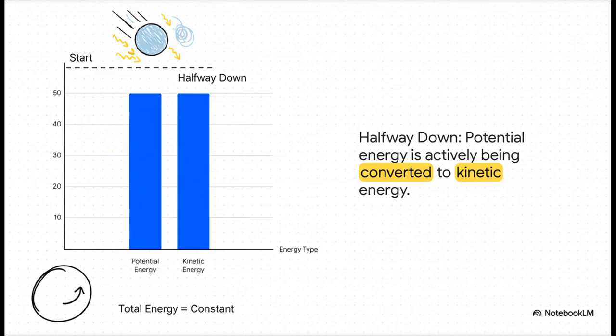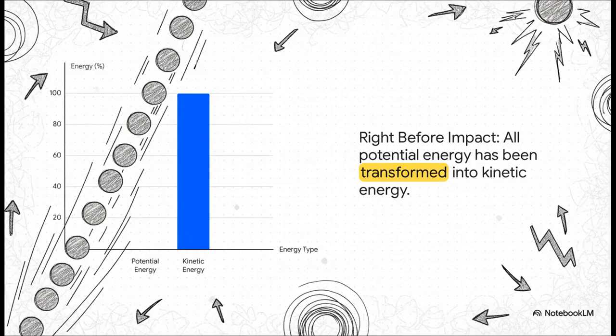That's our kinetic energy. You see, halfway down, it's a perfect 50-50 split. But look at the total. The total amount of energy hasn't changed one bit. And then, in that final instant right before it hits the ground, bam! All of that potential energy it had at the top has been completely converted into kinetic energy. The ball is now moving at its absolute fastest, but the total energy is the exact same as it was when it was just sitting at the top of the cliff. Energy is never, ever lost. It's just transformed.